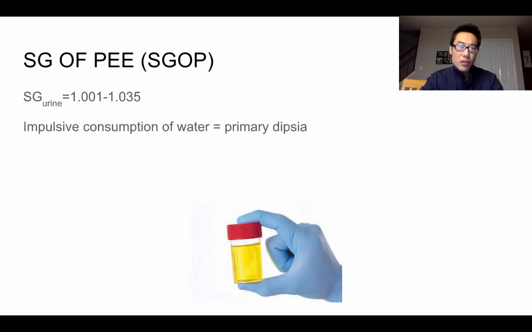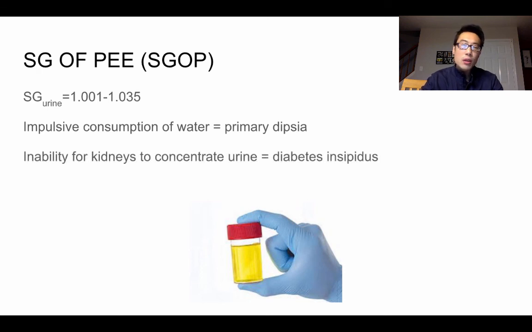If the specific gravity is slightly off, you could have a condition where you just drank a lot of water. It's a compulsive consumption of water called primary polydipsia. Or also a very important test to get tested in: your kidneys might have the inability to concentrate urine, and that's what we call diabetes insipidus.